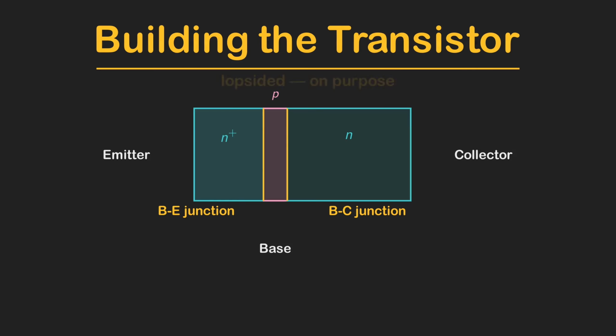The doping is deliberately lopsided. And there is a reason. The emitter is built to flood carriers in. The thin base lets them pass straight through. And together, the two create gain.